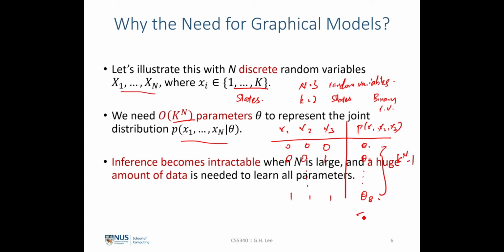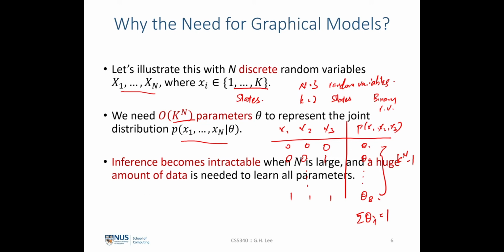That's because the total sum of all the probabilities in this probability distribution table should add up to 1. And hence, I only need 7 parameters here, where the last one can be found by 1 minus the total of the preceding 7 parameters.